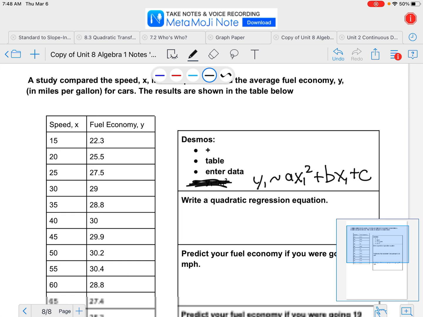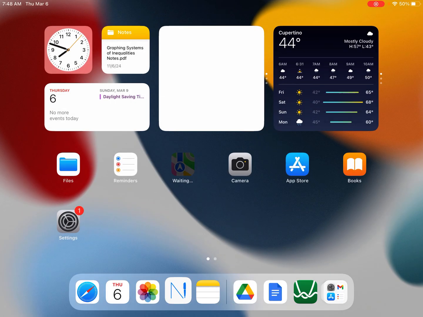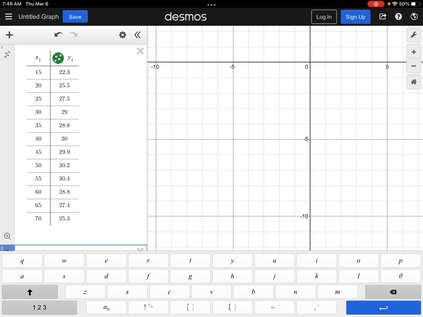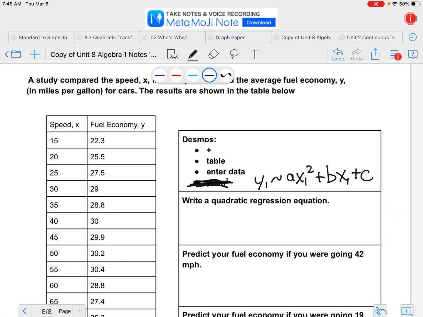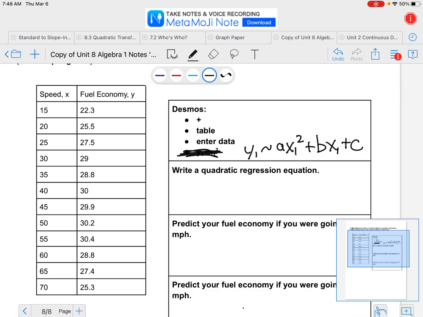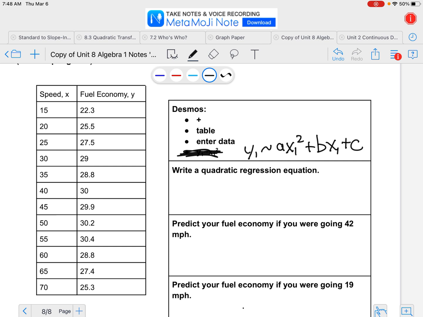We take this table data right here, and we go to this plus sign in Desmos. We add a table and we put all the data in. So I went ahead and did that ahead of time. And then I made a mistake in the notes, so you're going to need to correct that.